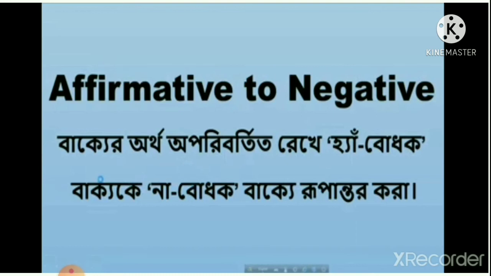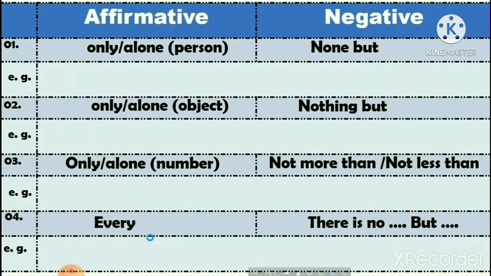Okay, what is affirmative to negative in transformation of sentence? So affirmative to negative means converting an affirmative sentence into a negative sentence while keeping the meaning unchanged. Now students, here we see some words or rules which we must remember if we want to transform from affirmative to negative, and in the same way negative to affirmative.